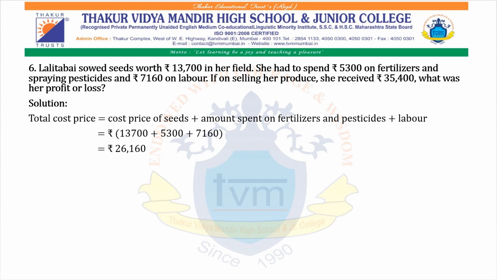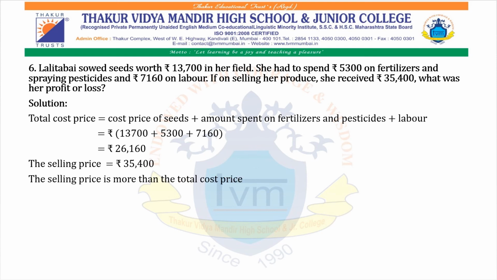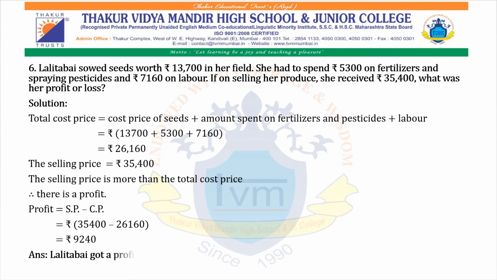is equal to rupees 26,160. The selling price is equal to rupees 35,400. So the selling price is more than the total cost price. Therefore, there is a profit. Profit is equal to SP minus CP, which is equal to 35,400 minus 26,160, that is 9,240. So Lalitabai got a profit of rupees 9,240.